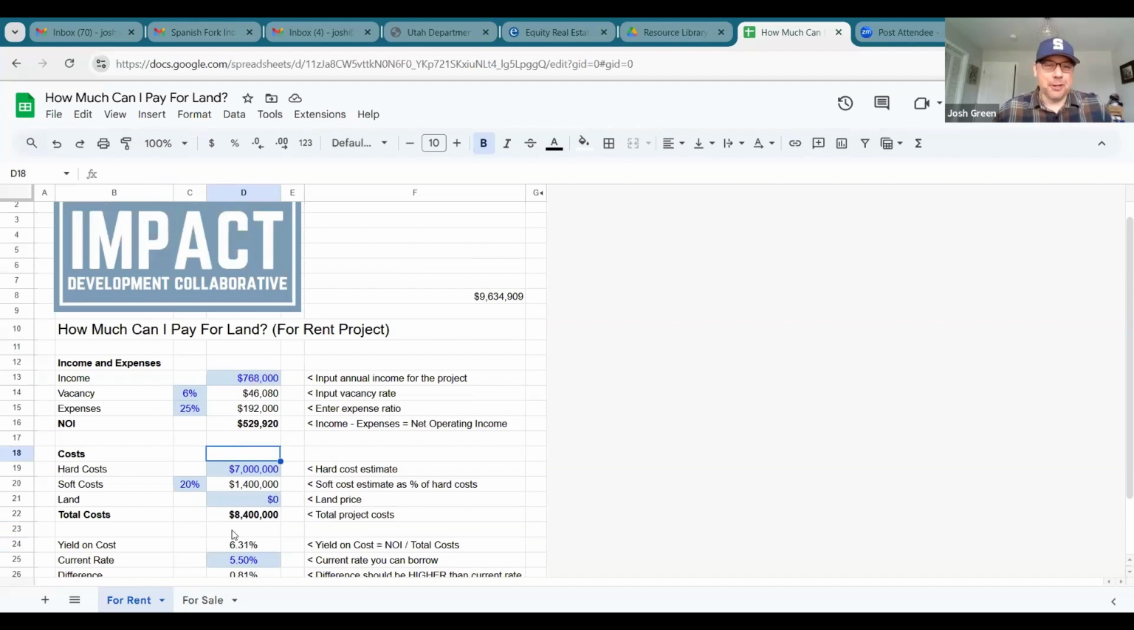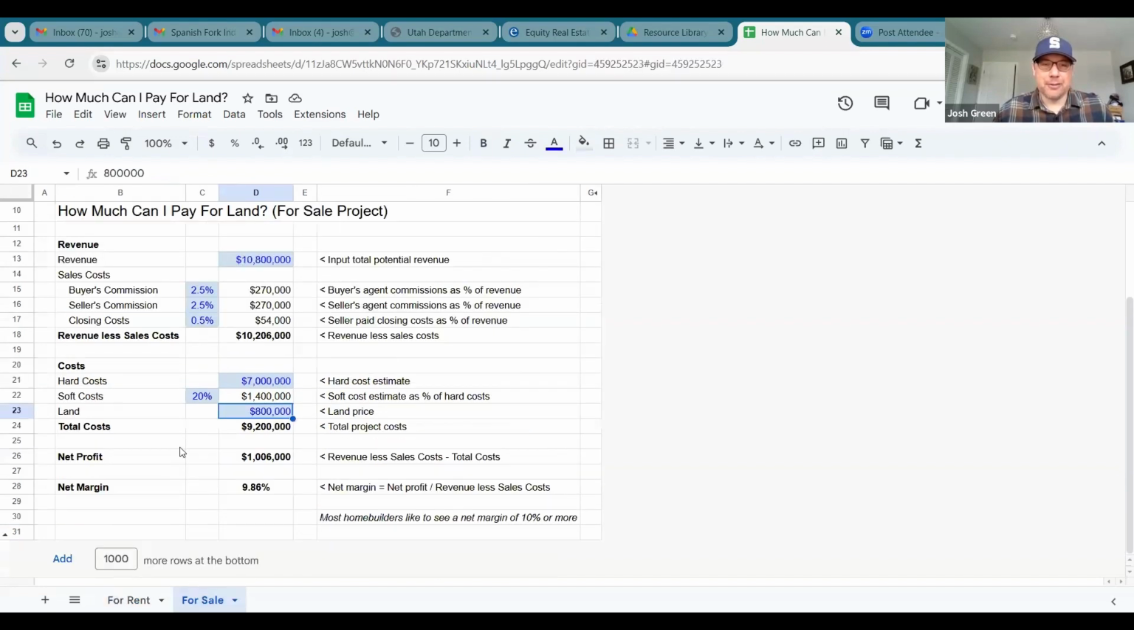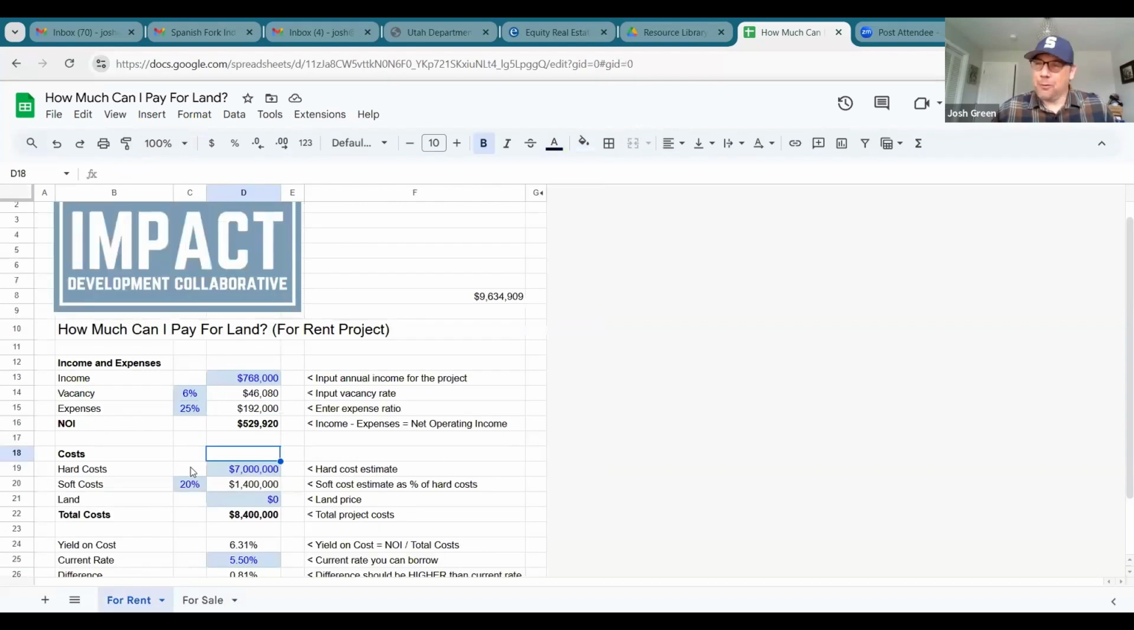I hope that's helpful, going through the two scenarios. Obviously, you would do a lot more work than this. This is the high level math of how I look at things, how other developers and builders look at things when they're looking at land and trying to figure out how much they can pay for something.